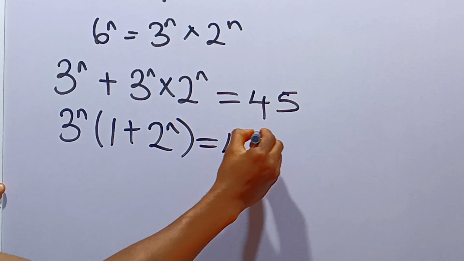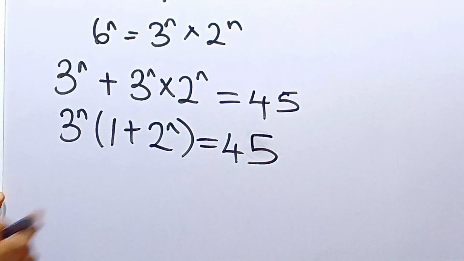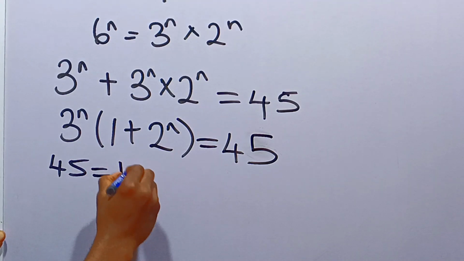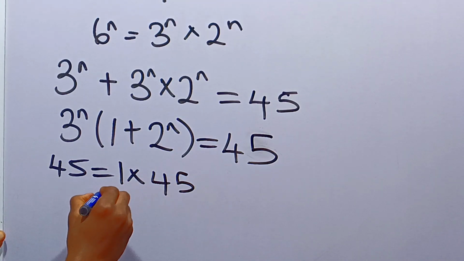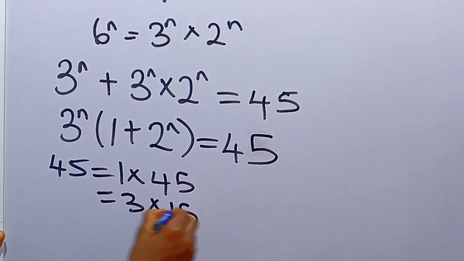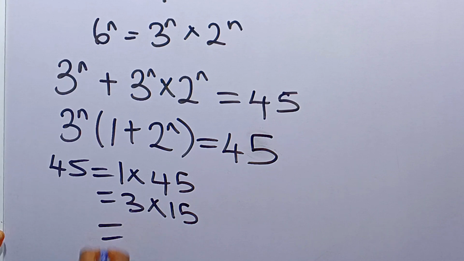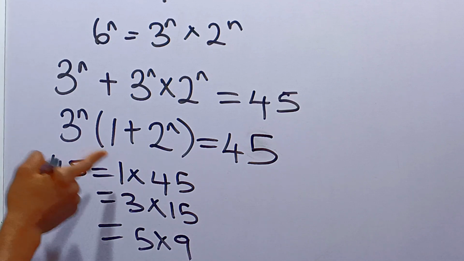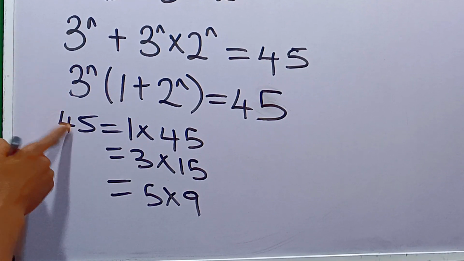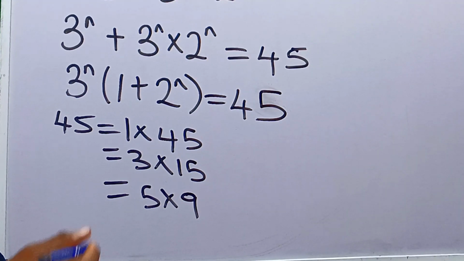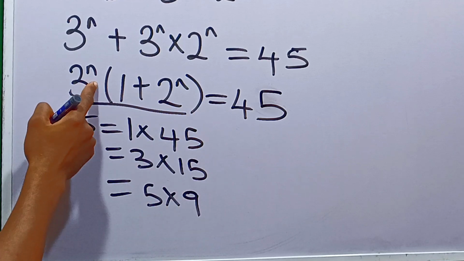to 45. Now 45 can be equal to 1 times 45. It can also be equal to 3 times 15 and also equal to 5 times 9. So these are the multiples of 45. So we'll check which multiple we are going to equate to these to give us the value for n in this equation.